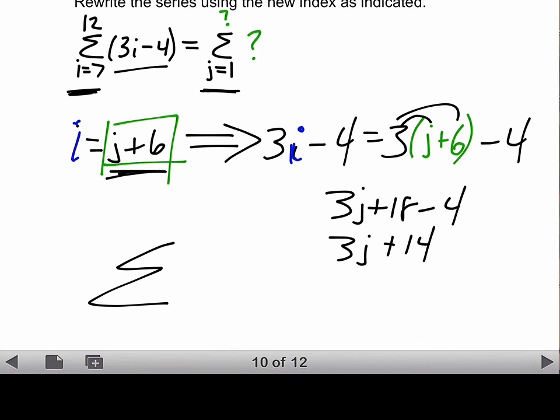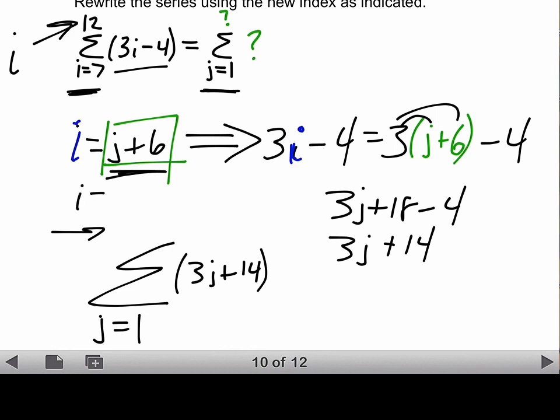So I have the sum as j goes from 1. I'll figure out the top limit in just a minute, but the argument is 3j plus 14. For the top limit, originally it was 12, right? So now that was an I limit. Let's keep that in mind. I had I was equal to 12.